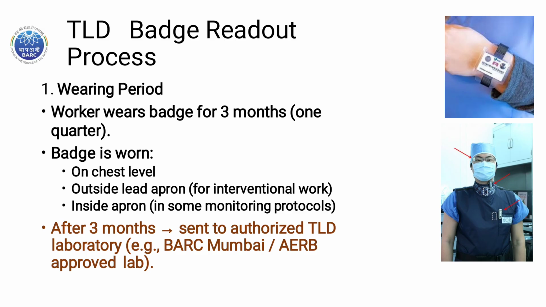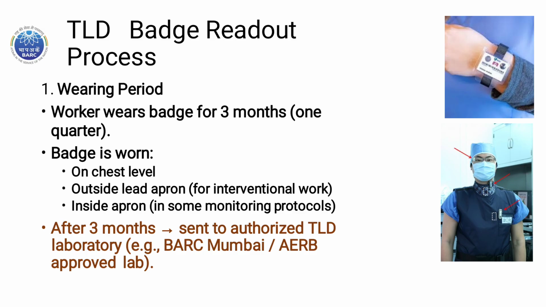First thing we note is the wearing period. Each and every worker should use the batch for 3 months, one quarter. The badge is usually worn at chest level, outside the lead apron for interventional work and research purposes inside the laboratory. Please keep in mind we actually wear the badge inside the lead apron because it measures and monitors the dose received after penetrating the lead apron. Sometimes for research work and interventional work, if anyone is wearing the badge outside the lead apron, while sending the badge to the AERB they have to mention that the badge has been worn outside the lead apron.